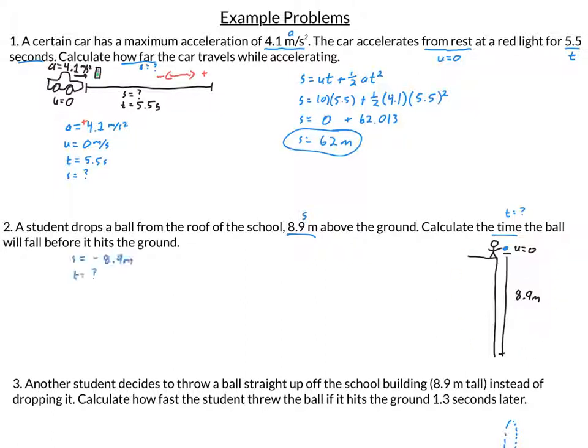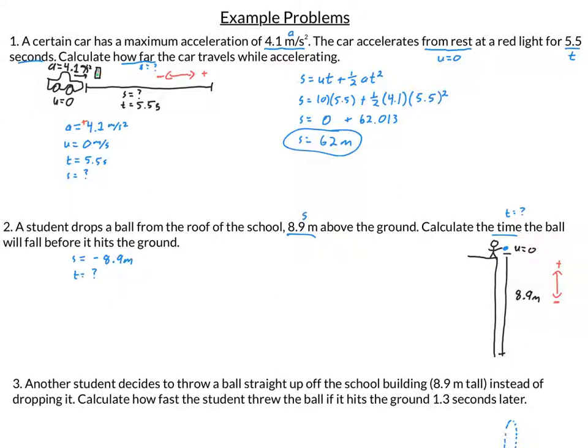Now, a few things to notice. I made my displacement negative because I'm going to declare down to be negative and up to be positive. I could reverse that, but for now, if this whole which way you declare positive and negative is confusing, just down negative, up positive.